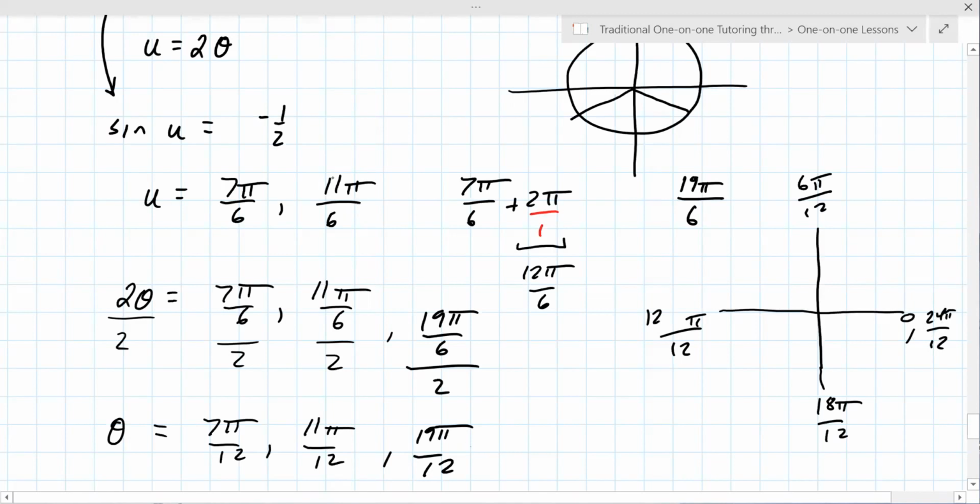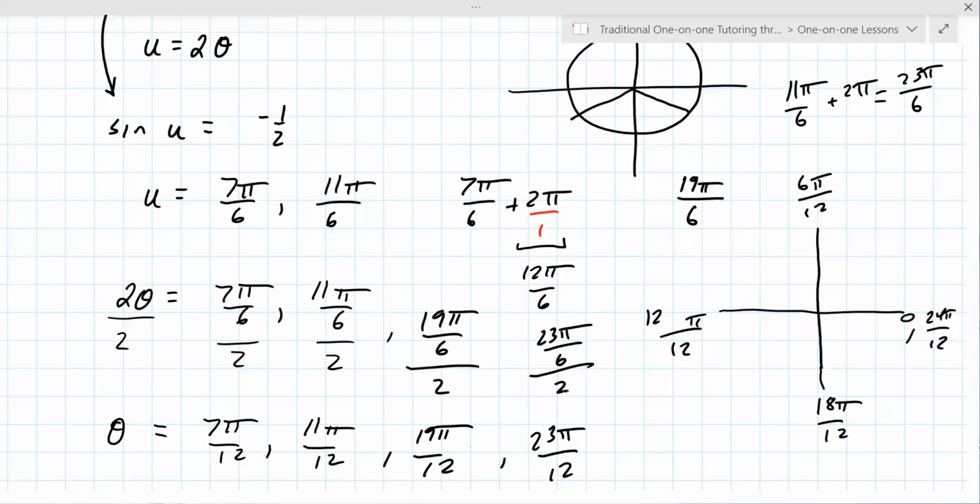So you have to do the same thing here with this 11 pi over 6, 11 pi over 6 plus 2 pi, which ends up being 23 pi over 6, which ends up being 23 pi over 12. And that's the full answer. And if you forget, like most students don't remember this the first time, you've got to do a few problems to see that.